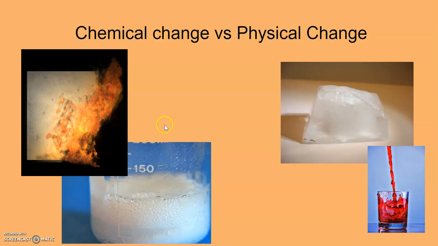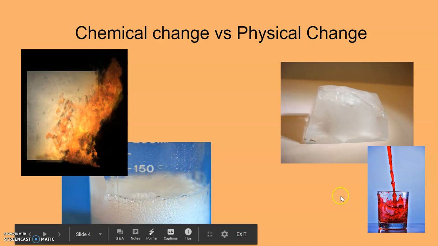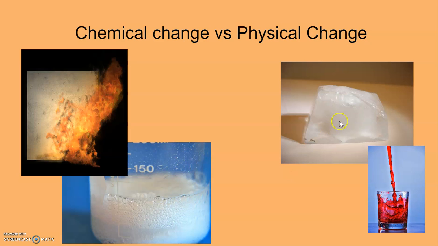And then one of the last pieces of evidence is that a precipitate is formed, and we'll talk about what a precipitate is in a little bit. A physical change, however, is a change of state, shape, or size. So when an ice cube melts, it goes from being a solid to a liquid, but it's still just water. It doesn't change what it actually is.